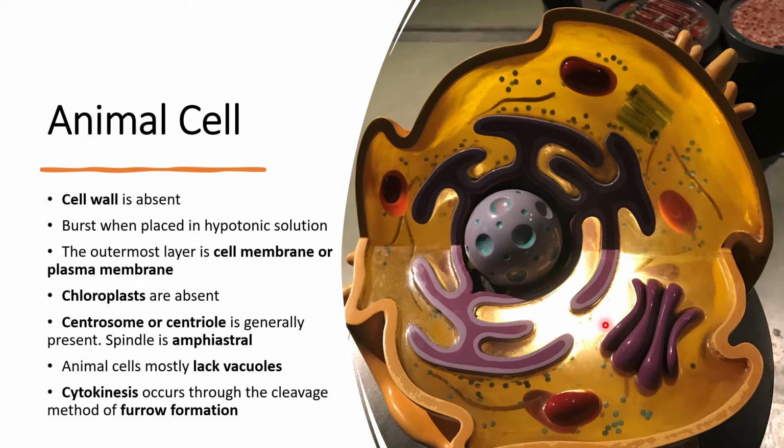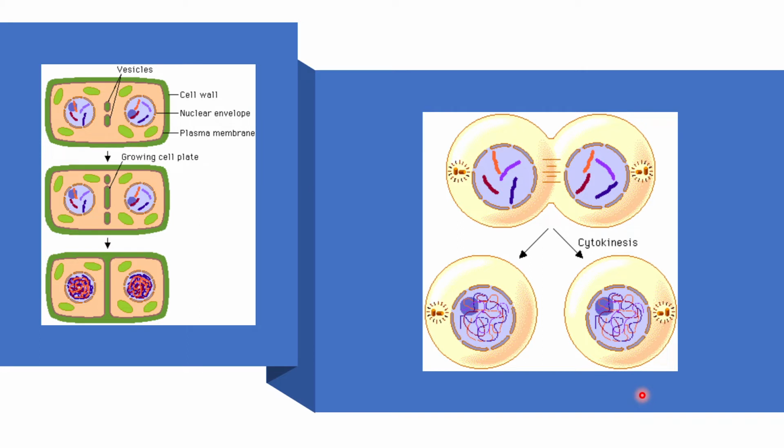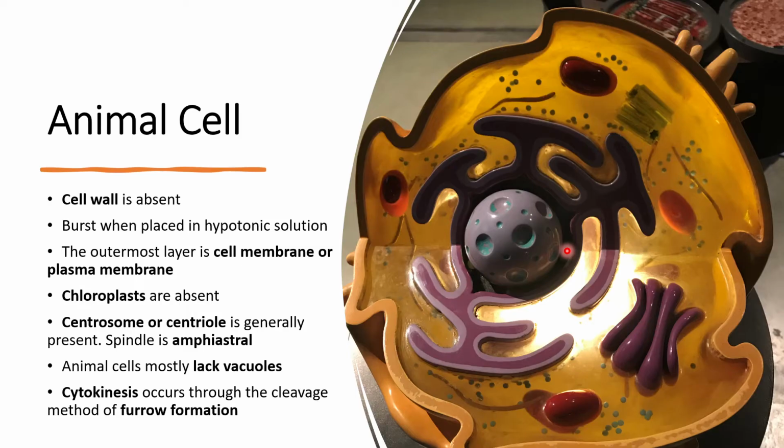Animal cell lack vacuoles, or it is very rarely present, and cytokinesis occurs through the method of furrow formation. Here we see how the cytokinesis is occurring through furrow formation. This is the furrow formation. So this is the basic animal cell structure, and how it is different from the plant cell.